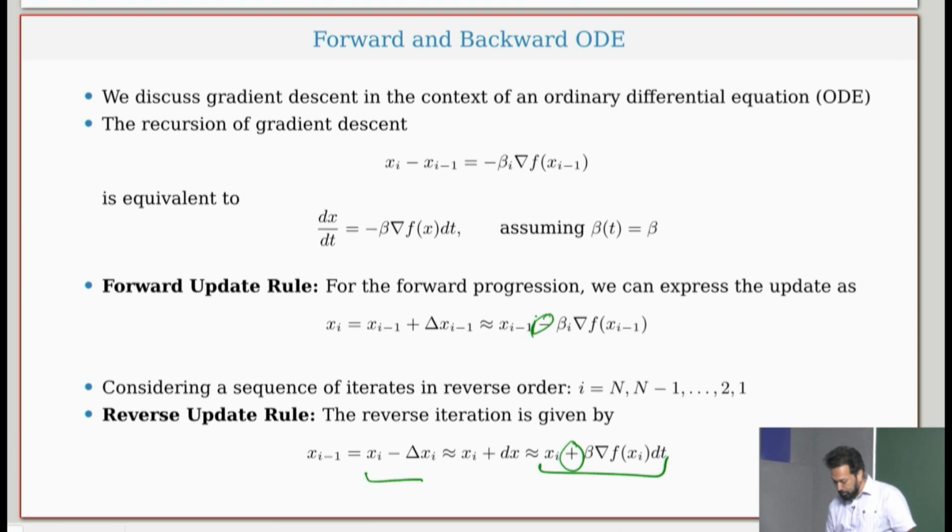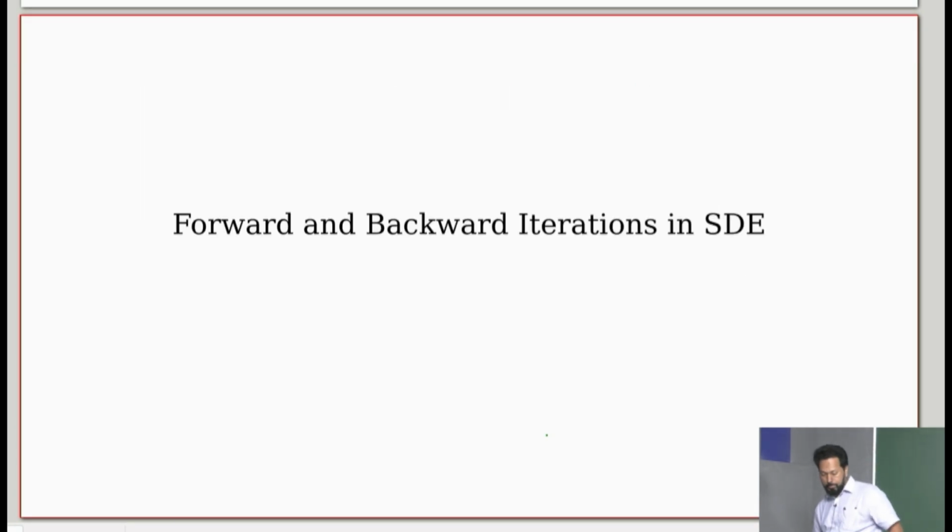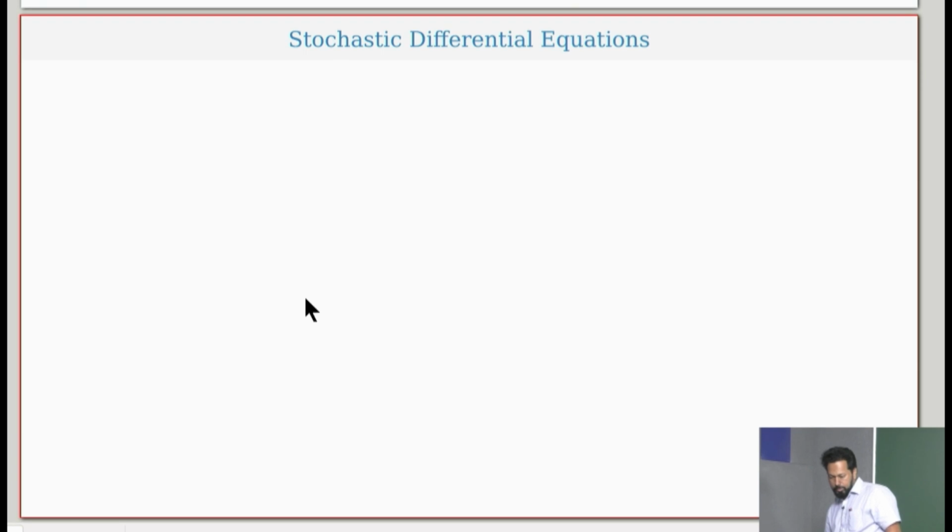The reverse process would be plus. Okay, so this gives us the intuition that in this case I should follow the negative gradient direction or positive gradient direction. Okay, so these are the forward and backward process here. Let's move into SDE, the stochastic case.